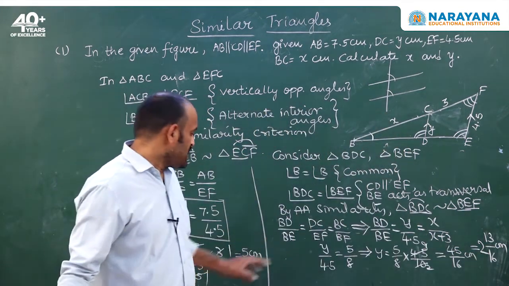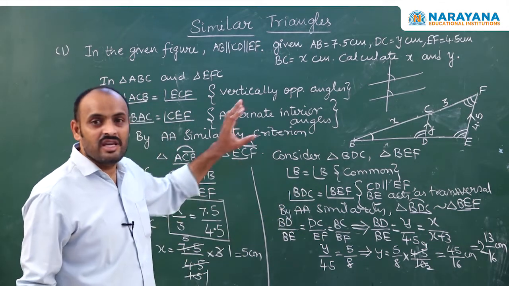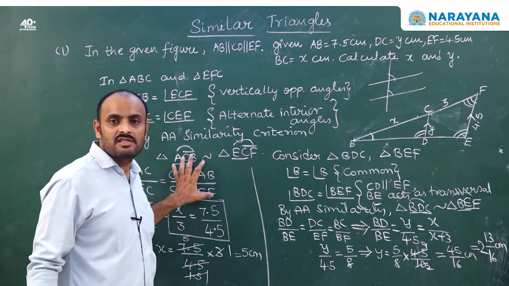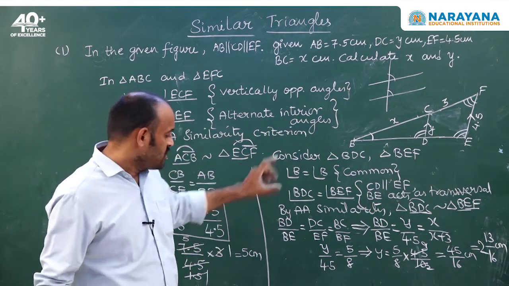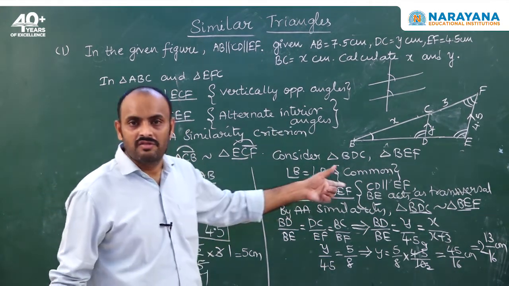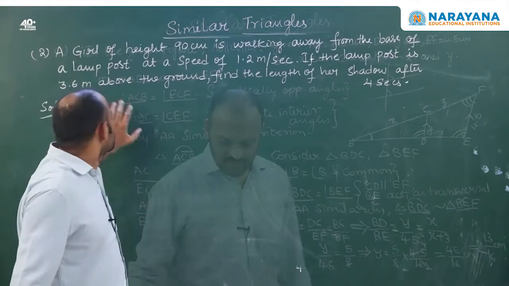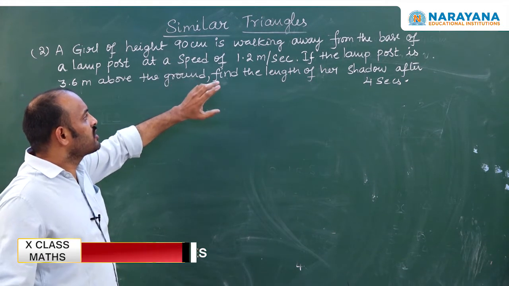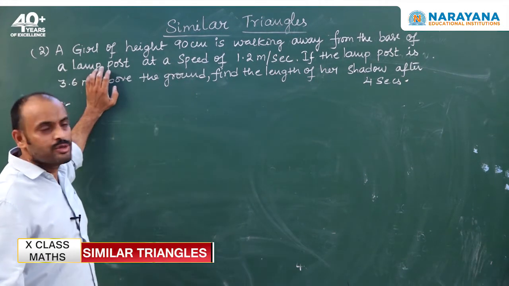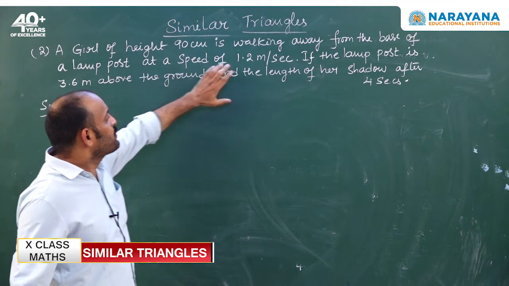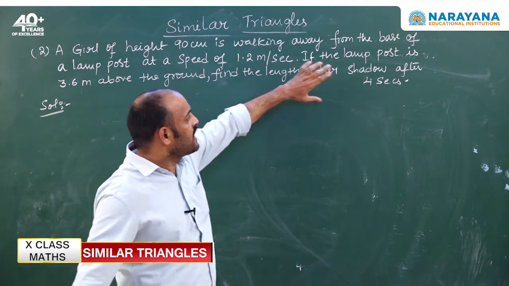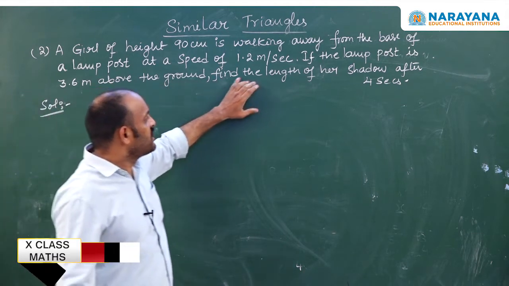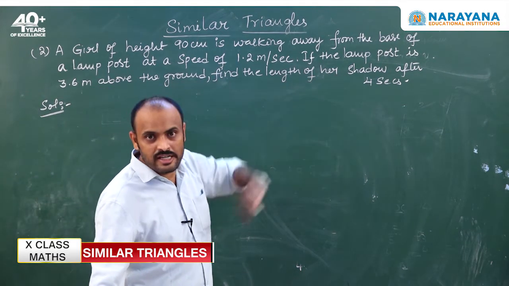This is how we got X and Y values. By seeing the figure and by the given things, we have used angle-angle similarity and we have found out the values of X and Y. Let's see one more example. The second example is: a girl of height 90 centimeters is walking away from the base of a lamp post at a speed of 1.2 meters per second. If the lamp post is 3.6 meters above the ground, find the length of her shadow after 4 seconds.